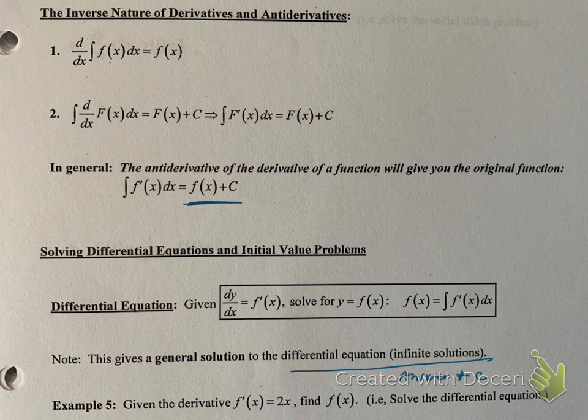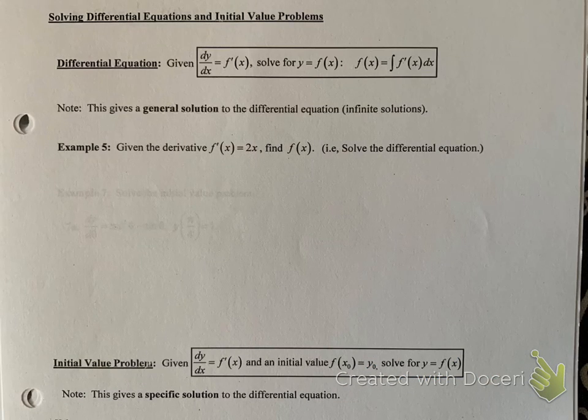So remember that c stands for a whole family of constants, right? So for example number 5, it says given the derivative f prime of x equals 2x, find the original function. Okay, so to find the original function we're going to integrate the derivative. So we're going to integrate 2x dx.